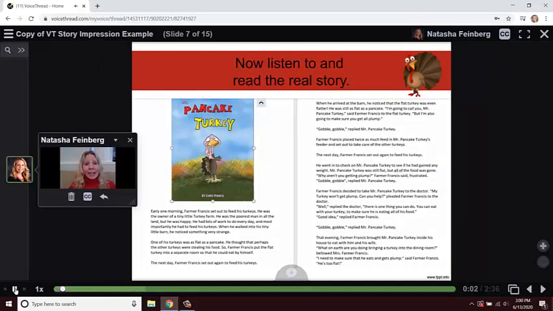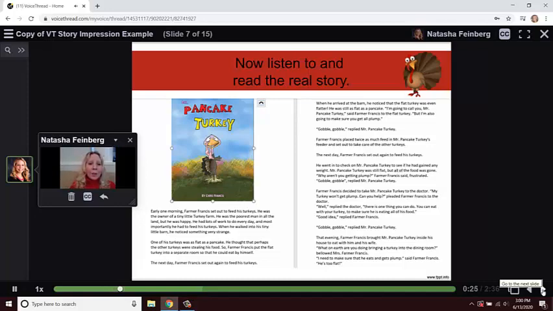Now listen as I read the actual story that goes with that story impression. The story is Mr. Pancake Turkey. As I read, think of your story that you wrote. How close is it to the real story? What's the same and what's different? Read along with me as I read aloud.